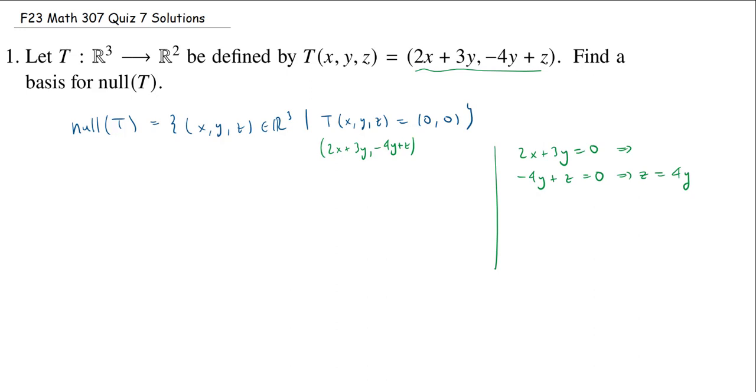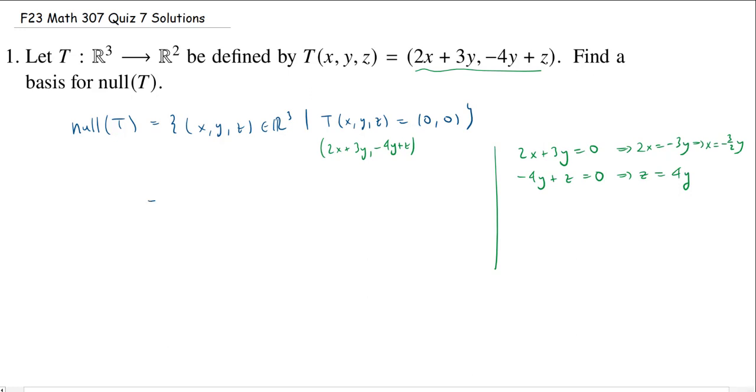To get x in terms of y, I can solve for 2x. That'll be negative 3y, and then I'll divide by 2. x is going to be negative 3/2 y. So what that means is that if I have such a triple x, y, z that is in the null space, so it gets mapped to 0, then the x coordinate is negative 3/2 times the y coordinate, and the z coordinate has to be 4 times the y coordinate.